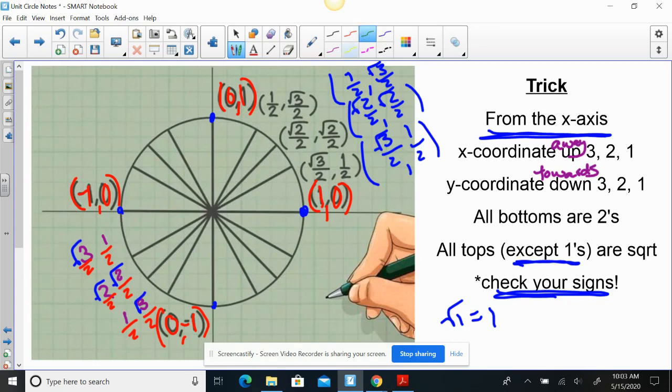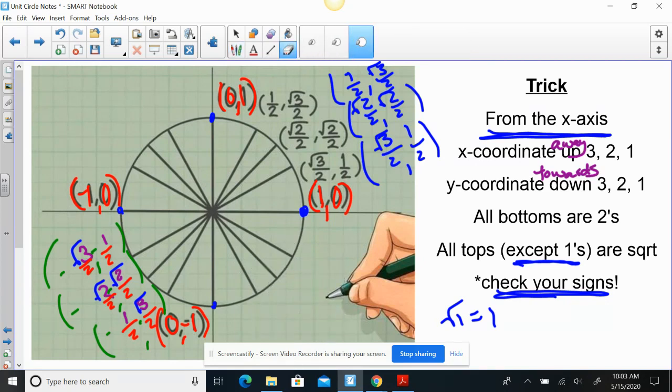Check your sign. So in quadrant 3, everything is negative. And we do want to write those negatives outside the square root because remember, you cannot square root a negative and get a real number. So if you write the negative inside, that's definitely wrong. All right, maybe one more.